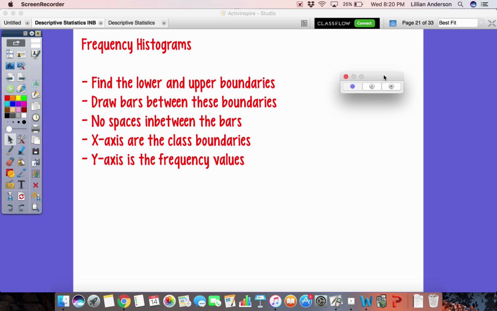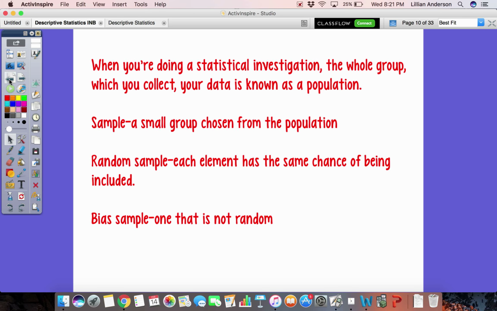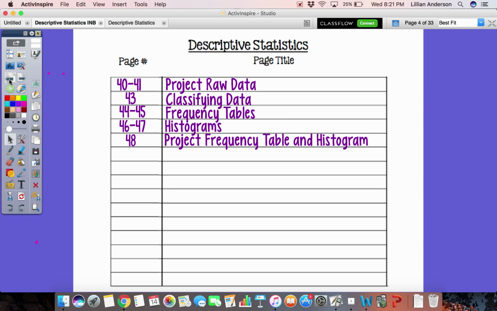All right, so picking up where we left off, we're talking about frequency histograms, or we had gotten up to that point, okay? And so you should be on page... Sorry, I'm going backwards, but I'm not quite sure what page we should be on. Okay, we should be on pages 46 and 47, and it's going to be histograms, okay?